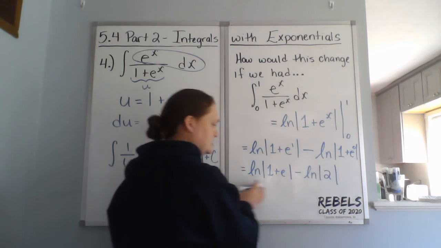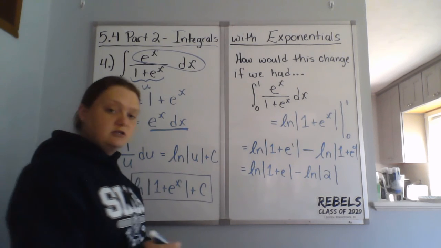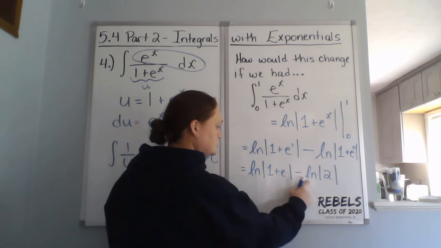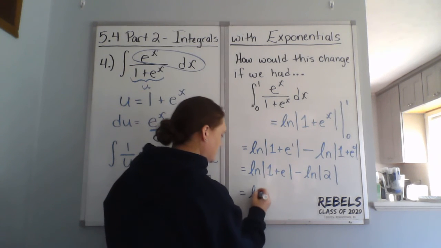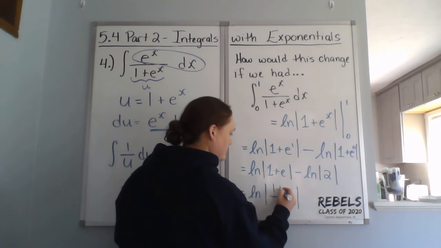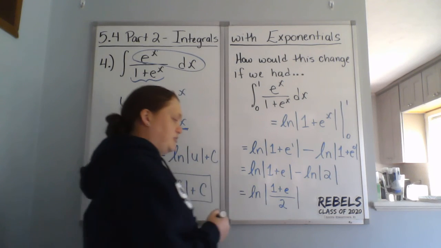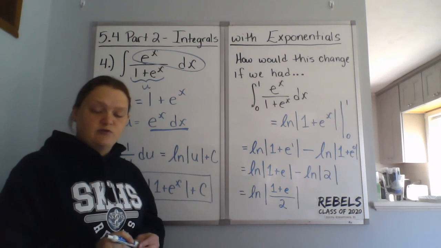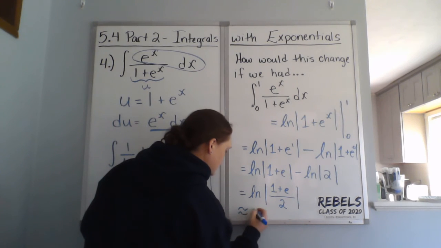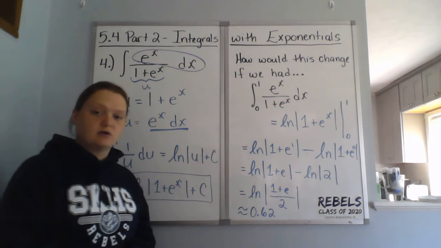And if I type that into a calculator, I'll get my final answer, all right? If you wanted to, you could condense this. Because there's subtraction between two logarithms, you can make that the natural log of a division problem, and you could do 1 plus e over 2. But realistically, you'd be getting a decimal answer for this one way or another. So this is approximately 0.62 if you plug it in on a calculator, okay?